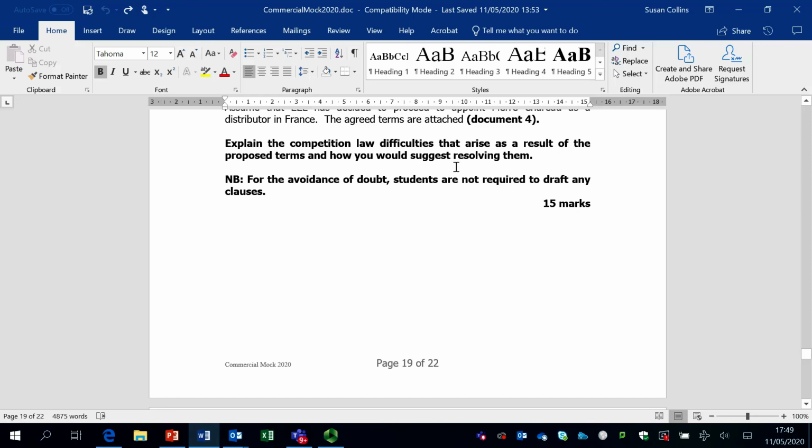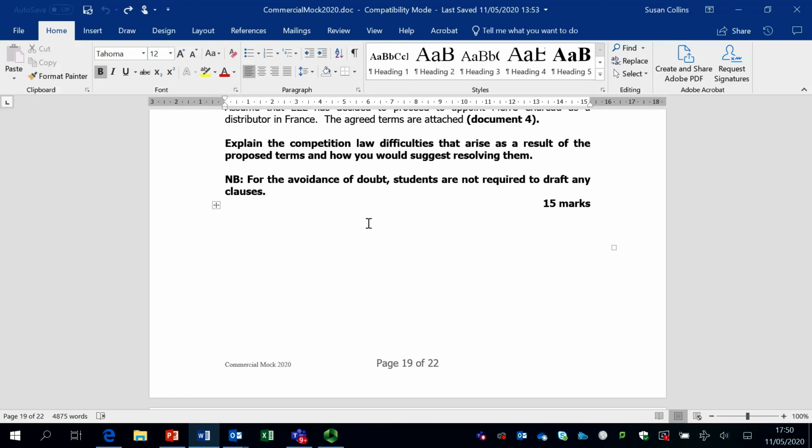Like here, it talks about how you would suggest resolving. That just means, well, you'll see when I talk through it, you'd be suggesting take this out and change to say the following, something along these lines, but not drafting, not wording, just what's allowed and what isn't, basically, as you'll see when I go through it. So first of all, we need to explain the competition difficulties, and then we need to suggest how we would resolve it. Okay. Now, competition law then, this question, just to be aware then that this is asking, as we said about competition law, you're told not to draft the clauses. First of all, we need to deal with problems. Secondly, how do we resolve them?